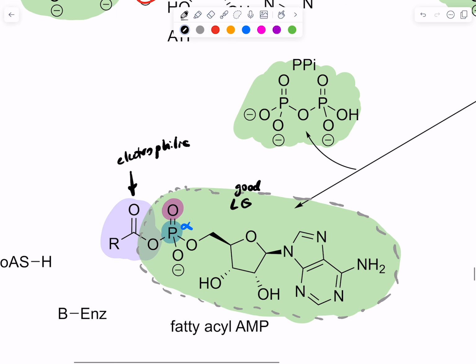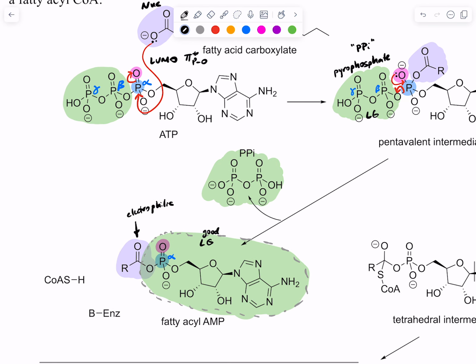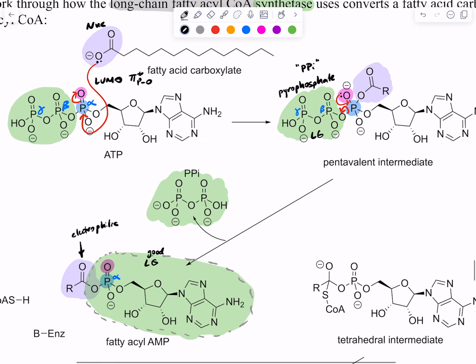So that's why the carboxylate is attacking the alpha phosphate, because doing so allows the negatively charged oxygen from the carboxylate to now be part of a good leaving group.